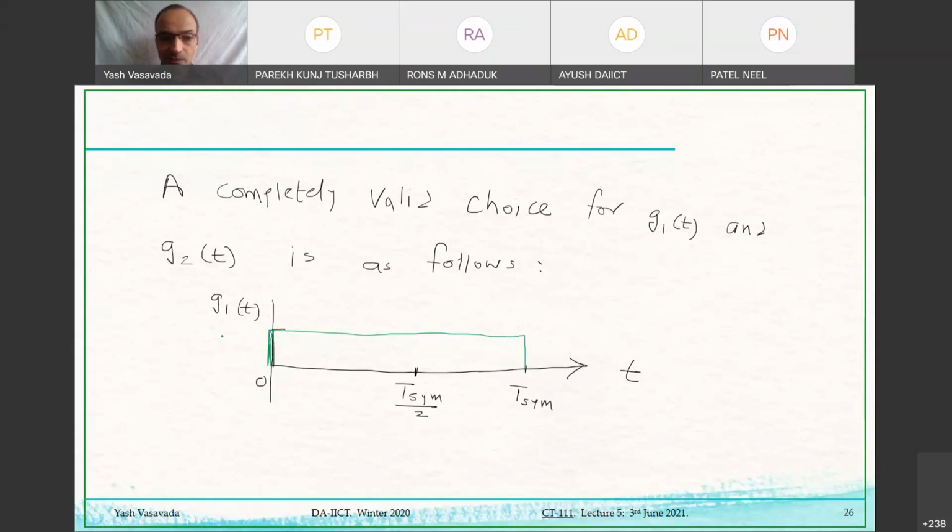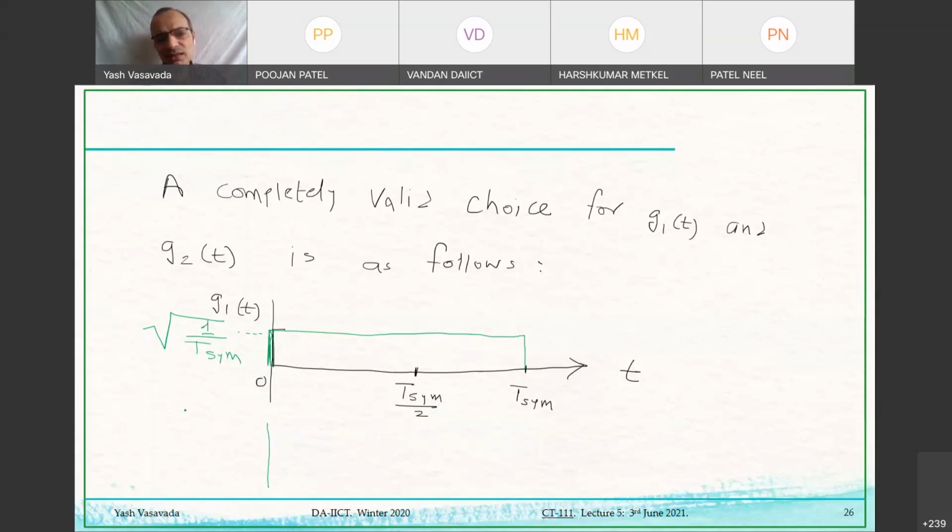1. No, if I do 1, if I integrate this rectangle over 0 to T_sym, basically... 1 by T_sym. Yeah, but I'm squaring it, remember. Okay, 1 by root T_sym. Correct. So it should be 1 over the square root of T_sym. So the height is given by this expression. And so this g1 of t is a perfectly valid choice as one of the axes.